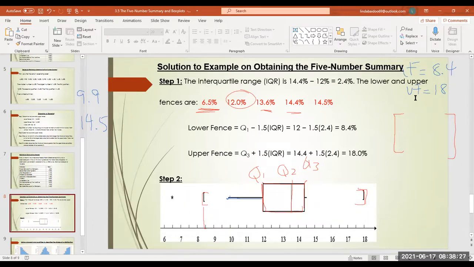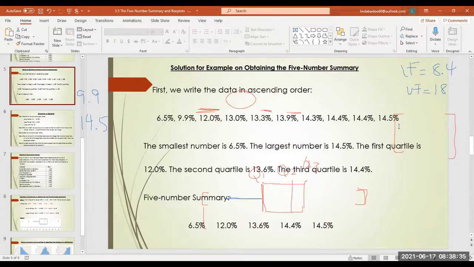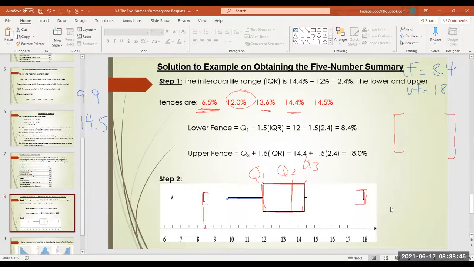Then we check the upper. Any value which is bigger than the upper fence is also considered an outlier. So we go back here. We don't see any value which is bigger than 18. There is no value bigger than 18. So since there is no value bigger than 18, we don't have outliers on the right side, but we rather have the outlier on the left side. If it is an outlier, we use an asterisk. All right, so I'm going to do this all over again on the whiteboard because here it was already done for us.